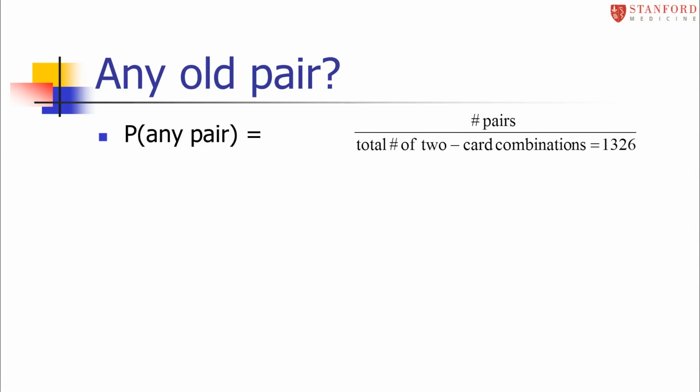How about your chance of getting any old pair? Could be of the same color, but could also be of different colors. So our denominator is going to be the same here. So this is a nice thing. Now we've solved the denominator. That's 1326. Now we just have to count out how many pairs are possible. How many pairs are there in a deck of cards? So this takes a little bit of thinking about.